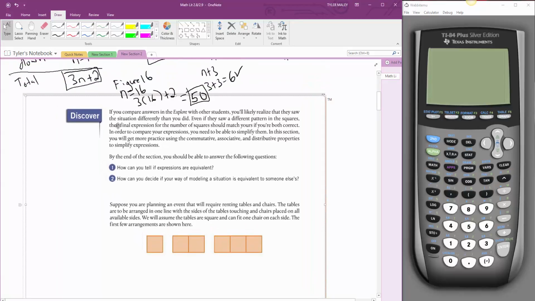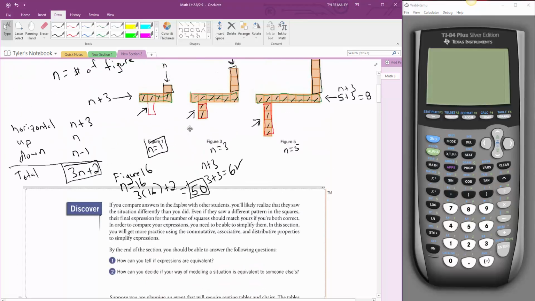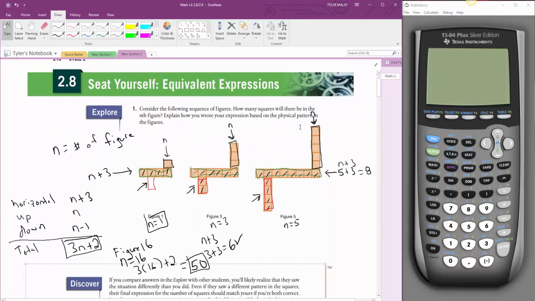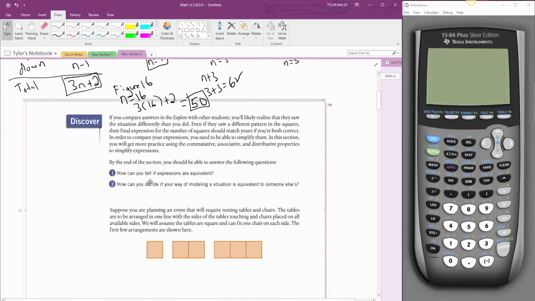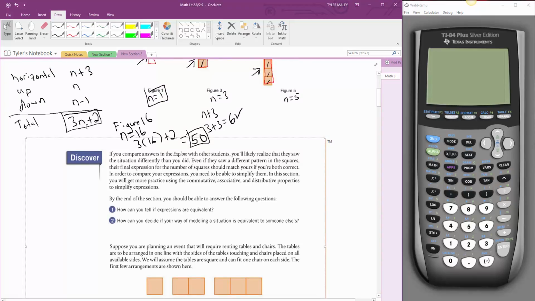Alright, so now with the Discover, there's just some reading here. It says, if you compare answers in the Explorer with other students, you'll likely realize that they saw the situation differently than you did. So you may have approached this problem and seen it differently than the way I saw it. I saw it as these 3 distinct groups. But there's only one way to know if we're both correct, and that is if this final simplified answer is the same.